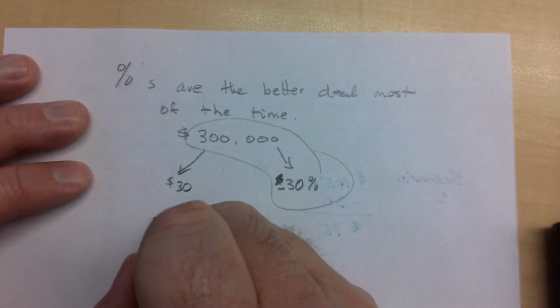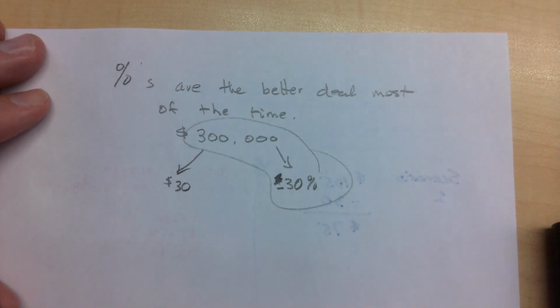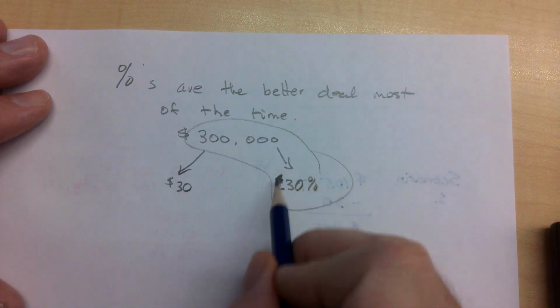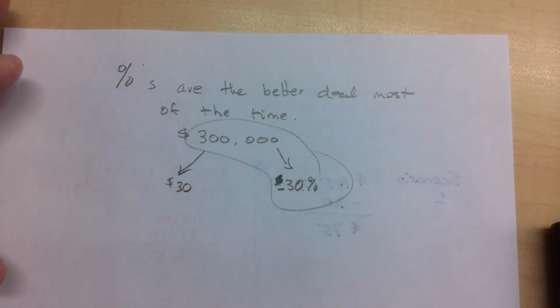So unless the item is really cheap, like dollar store items, then most of the time you're better off using a percentage. Hopefully you'll be able to discount using a percentage, all right? Just a little fun fact from real life math there.